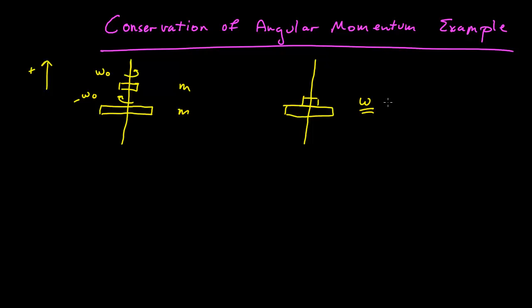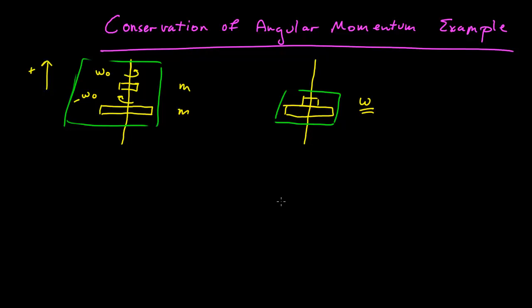Well, can we apply conservation of angular momentum to this? And the answer is we can, because there are no net external torques to this system. They exert torques on each other, but there's no net external torque to the system. The axle is frictionless and along the center of mass of both objects. So angular momentum is conserved.